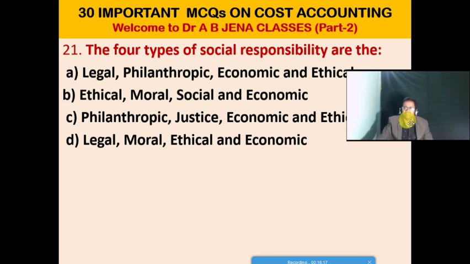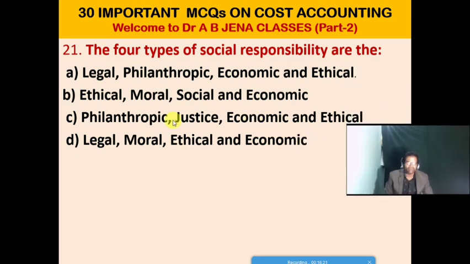So next MCQ, the four types of social responsibilities are what? A. Legal, philanthropic, economic and ethical. B. Ethical, moral, social and economic. C. Philanthropic, justice, economic and ethical. D. Legal, moral, ethical and economic. Friends, so A is the right option for this MCQ. So four types of social responsibilities are the legal, philanthropic, economic and ethical. So A is the right option for this MCQ.